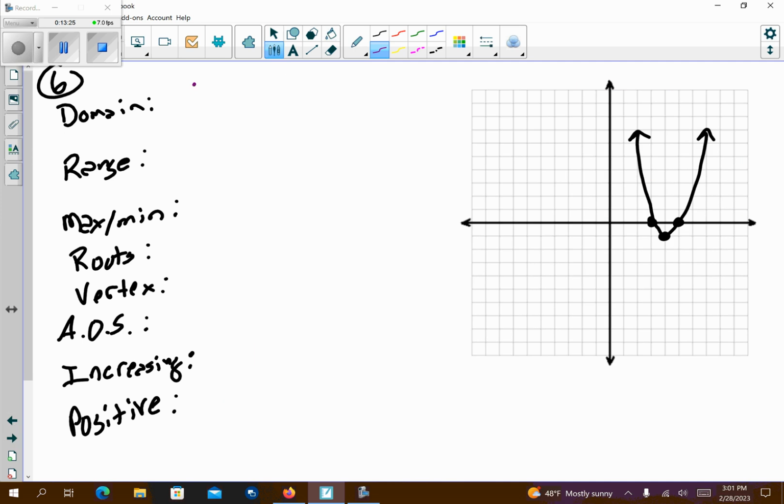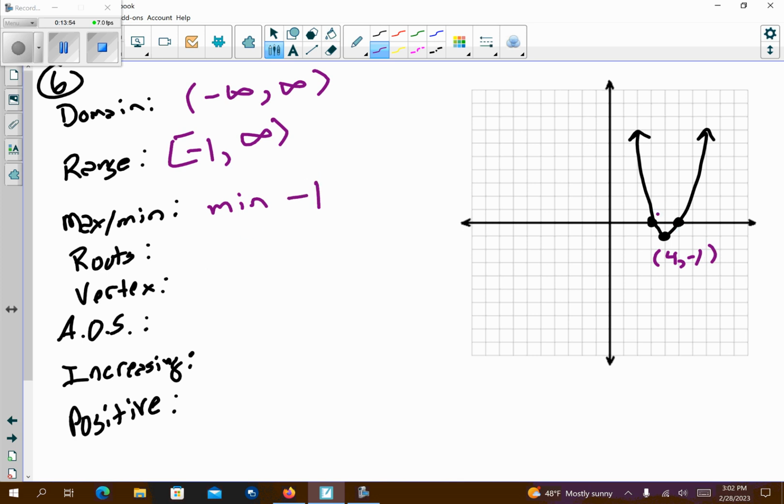Okay, problem number 6, domain, negative infinity to positive infinity. Let's see, what's that vertex? 1, 2, 3, 4. So that looks like 4, negative 1. Okay, so my range goes from negative 1, hard bracket because it's a point, all the way to infinity. That is a minimum value. That's my lowest point. So my lowest point of my vertex is negative 1.